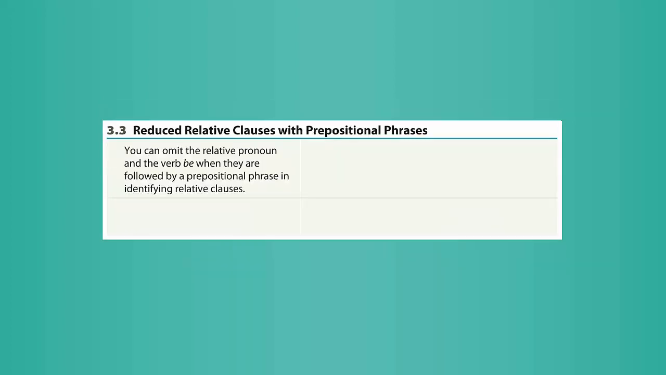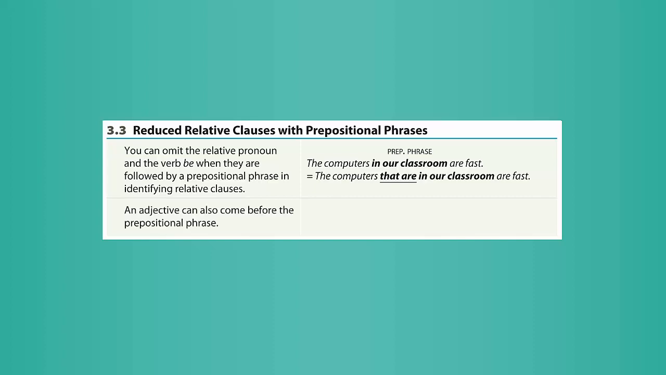What about reduced relative clauses with prepositional phrases? You can omit the relative pronoun and the verb be when they are followed by a prepositional phrase in identifying relative clauses. For example, the computers in our classroom are fast. This is the shortened form of the computers that are in our classroom are fast. And remember that an adjective can also come before the prepositional phrase. For example, young workers low in self-esteem are unusual.